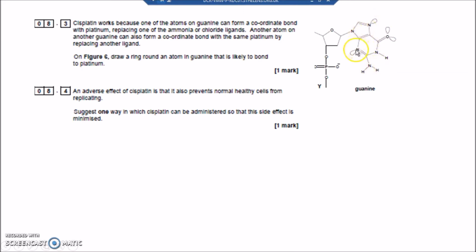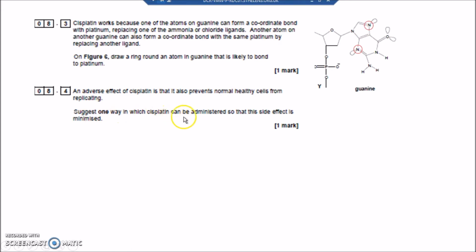There's only those. The oxygen has got two here, but it's not two separate atoms. That's got a lone pair of electrons, that's got a lone pair of electrons. They're identical atoms. One will bond to cisplatin and the other one will bond to cisplatin as well. So your answer is those two N's.